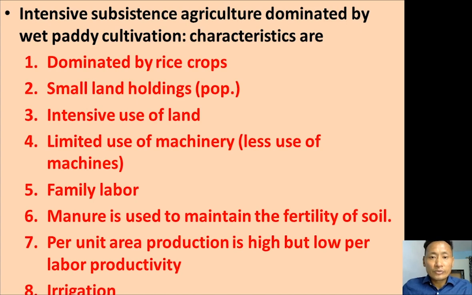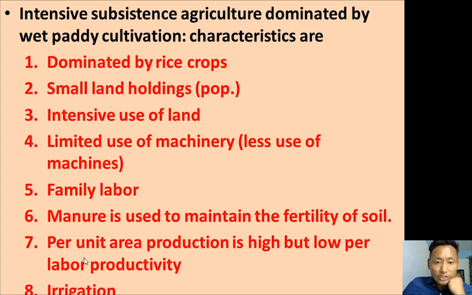They are not using machines much. Most of the agricultural operations are done with the help of family labor, that is, family members. Here they mostly use manures to maintain the fertility of the soil. Manure means biologically decomposed matter, and farmers put manures in the field to maintain soil fertility.